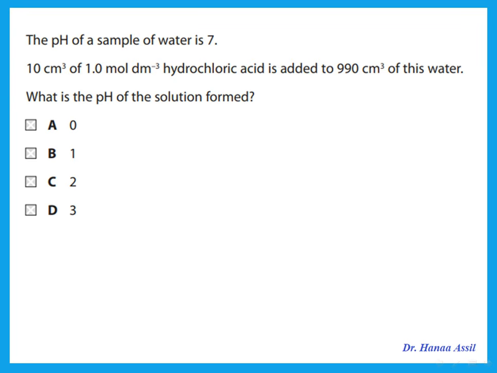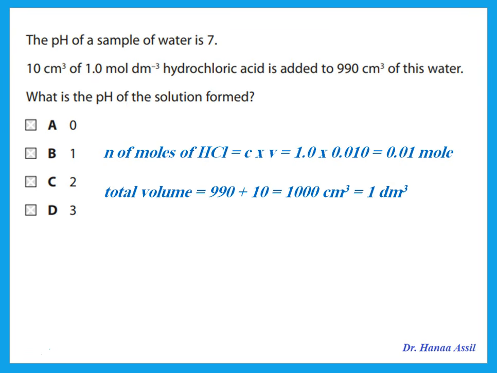Okay, the pH of a sample of water is 7. 10 centimeter cubed of 1 mole per decimeter cubed hydrochloric acid is added to 990 centimeter cubed of this water. What is the pH of the solution formed? Okay, so he's saying the original pH of the sample of water is 7. You're going to add 10 centimeter cubed of 1 mole per decimeter cubed hydrochloric acid to 990 centimeter cubed of the water. So the number of moles of HCl that you have in solution is what? We said number of moles is concentration times volume, and the volume has to be in decimeter cubed, so it is 1 times 0.01, so my number of moles is 0.01.